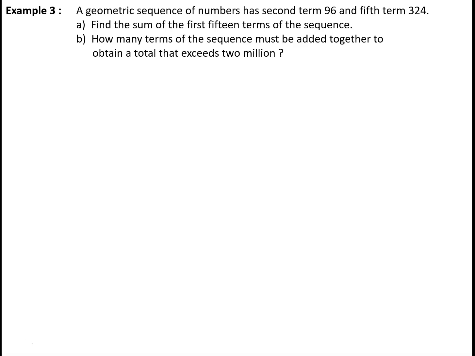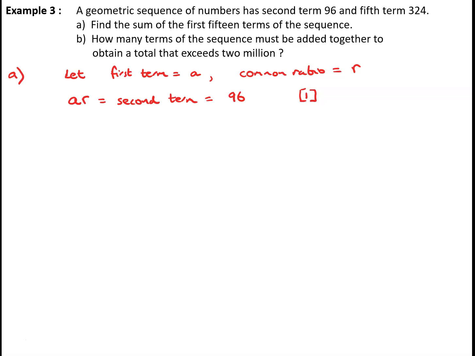We know that the second term of this sequence is 96 and the fifth term is 324. Let's suppose that the first term is a and the common ratio is r. Then the second term of the sequence is a times r, which is 96. And the fifth term in the sequence will be ar to the 4, which has got to equal 324.